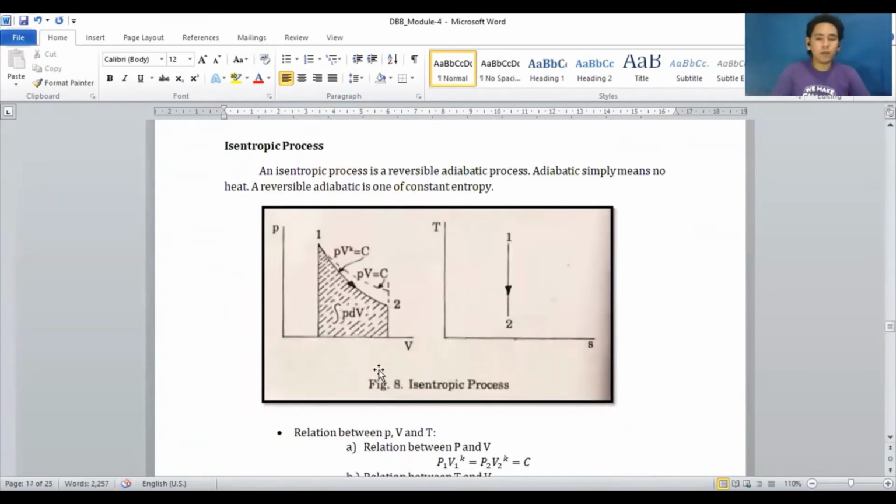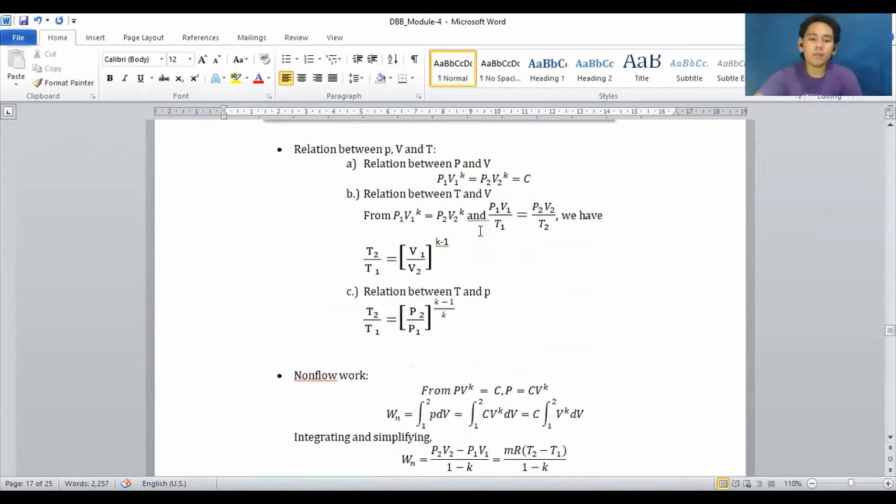Now, for the fourth process of the ideal gases, the isentropic process. An isentropic process is a reversible adiabatic process. Adiabatic simply means no heat. Please take note of that. When you say adiabatic, it simply means no heat. A reversible adiabatic is one of constant entropy. When you say isentropic, it is constant entropy.